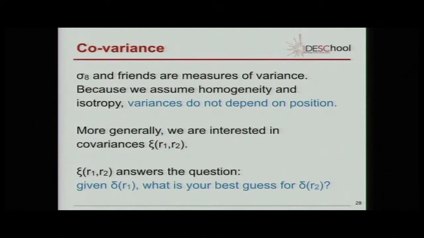Covariances are much more interesting. They depend, in general, on two positions. And the covariance, this is just a number. What is it? It answers a question: given the delta field at R1, what is your best guess for the delta field at R2? So it lets you make predictions.